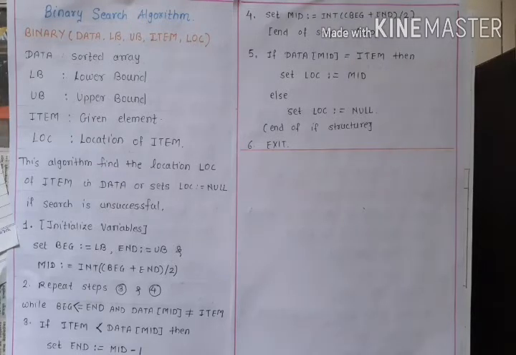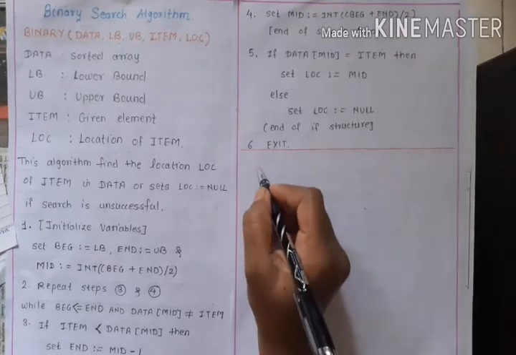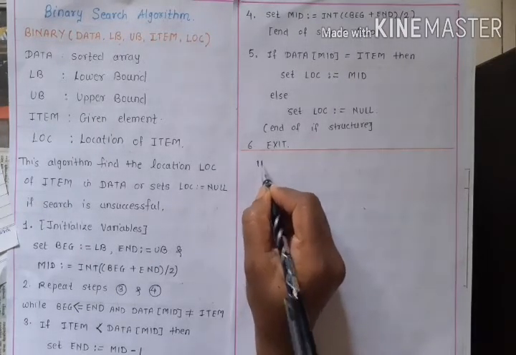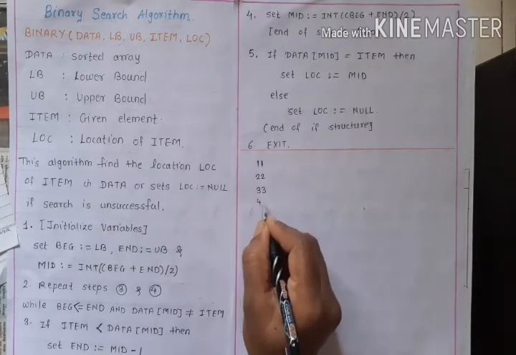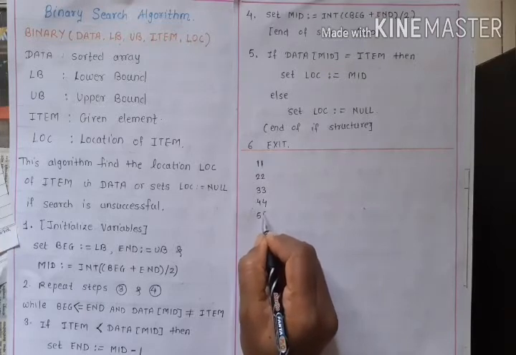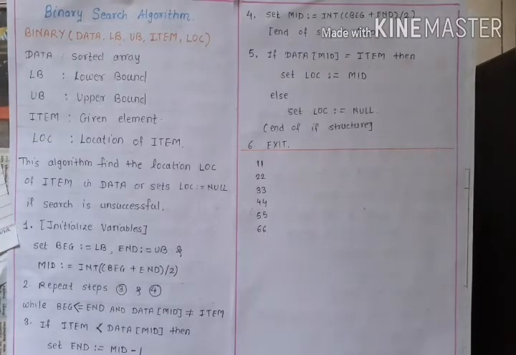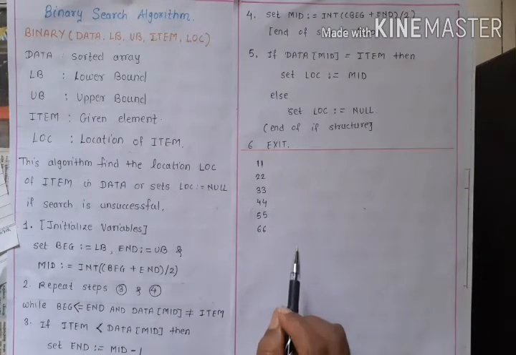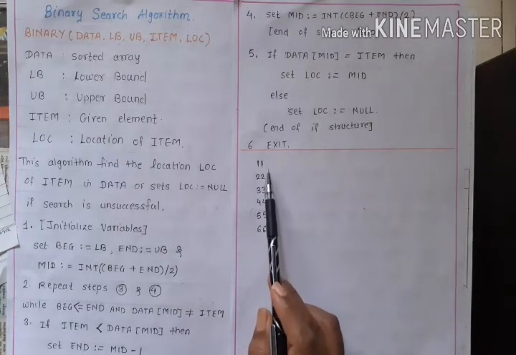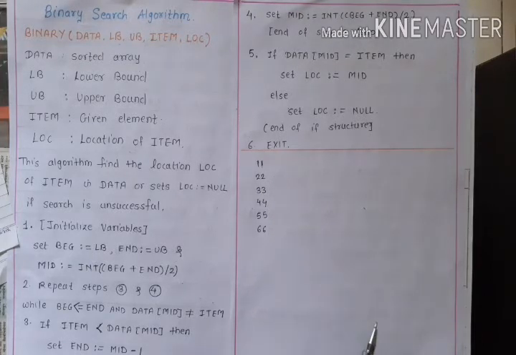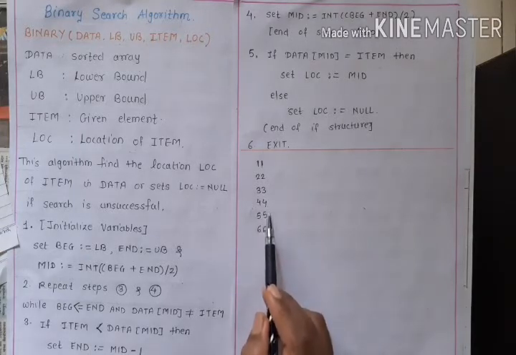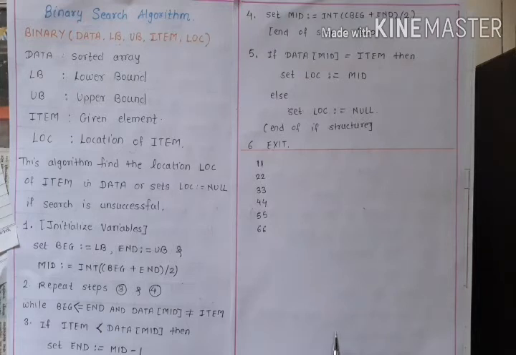Now suppose I have a list: 11, 22, 33, 44, 55 and 66. Consider an example, a linear array in ascending order 11, 22, 33, 44, 55, 66. And suppose I want to find out 44. Which number? Is 44 present in the list or not?